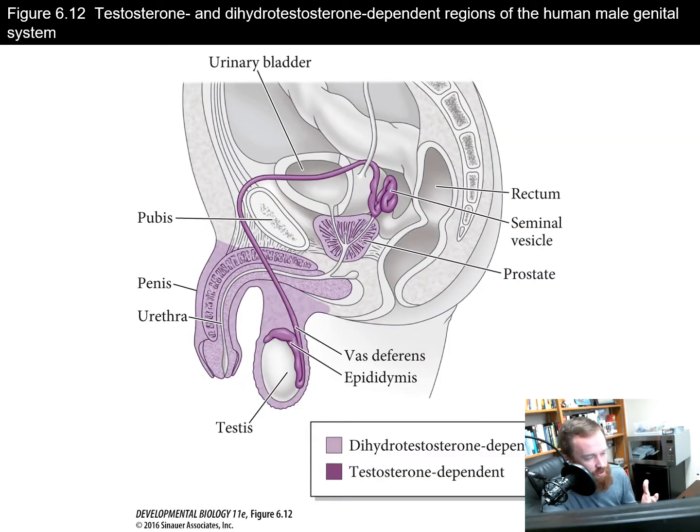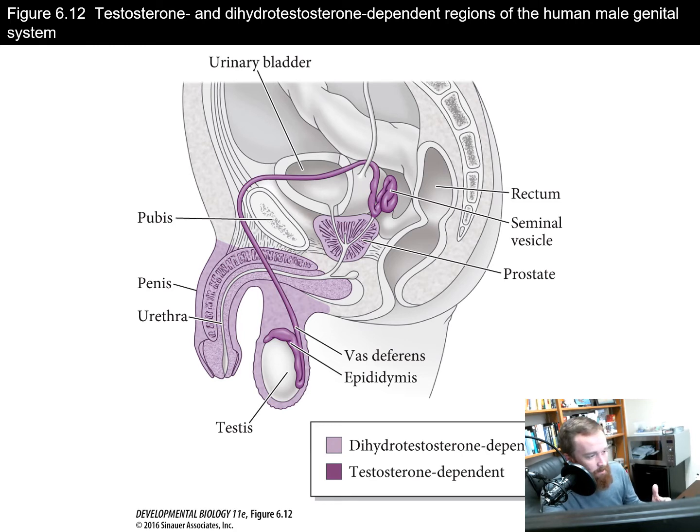So testosterone and dihydrotestosterone are important, as we said, for the development of this external male genitalia. And so even though testosterone is always talked about as kind of the masculinity hormone, it's really only expressed in these small contained areas, the epididymis, the vas deferens, the seminal vesicle. And dihydrotestosterone is much more important in early male development.